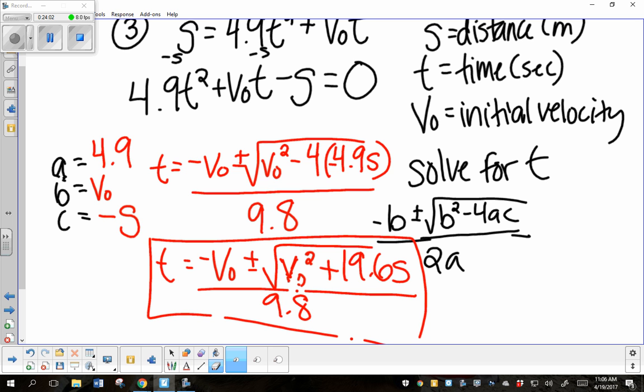Anytime you're trying to solve for a variable and you see it squared and a regular version of that variable, you're going to do the quadratic formula, and that variable is like your x.